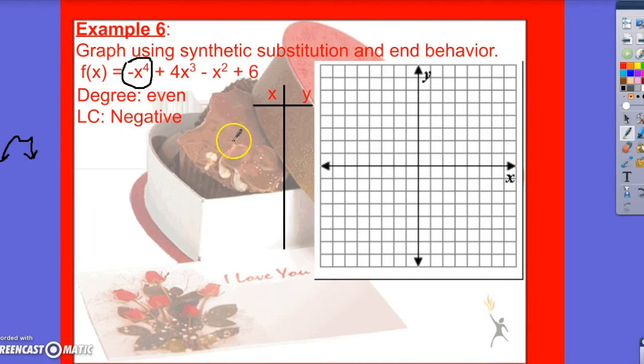Let's go with -1. Now, if you see, I wrote graph using synthetic substitution and end behavior. So we talked about end behavior. Now, how are we going to take into consideration synthetic substitution? You're going to be picking a lot of points. I'm going to be honest with you, you're probably going to be picking at least 5 or 6 points for every problem. It's a little tedious, and I think it's sort of difficult if you're going to go through each problem the long way by using direct substitution.